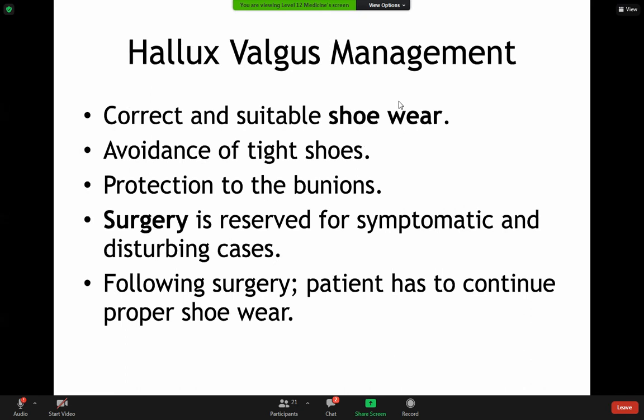So how do we manage Hallux Valgus? The first thing is to correct shoe wear. So make sure the patient is wearing correct and suitable shoes. Avoiding tight shoes. Protect the bunion, which is the medial protrusion. And surgery is reserved for symptomatic and disturbing cases. Following surgery, the patient has to continue proper shoe wear.